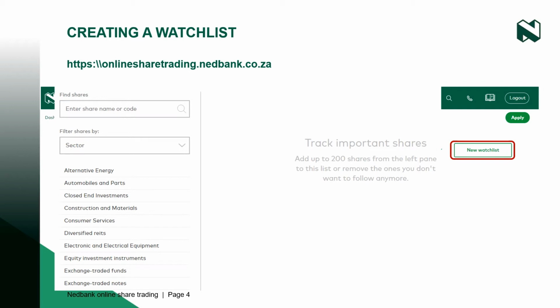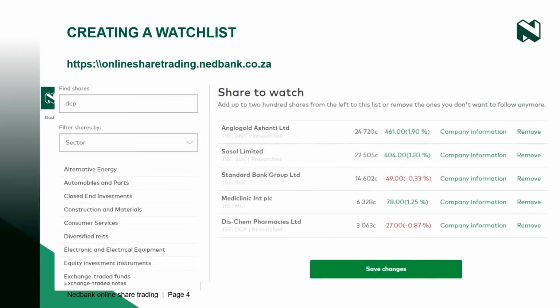To add shares to your watch list, you can filter by sector, market or research, or you can type in the share code or company name in the fields on the left-hand side of the window. Once you have selected a share, it will be listed on the right-hand side of the window. If you no longer want to follow that share, you can click on the Remove link. It's as easy as that to add and remove shares from your watch list. Once you have finished making changes to your watch list, click on the Save Changes button.